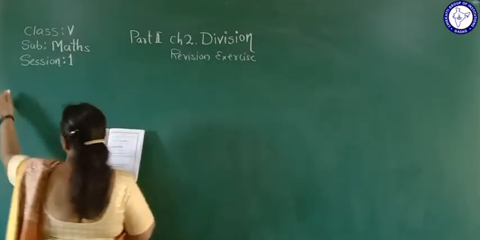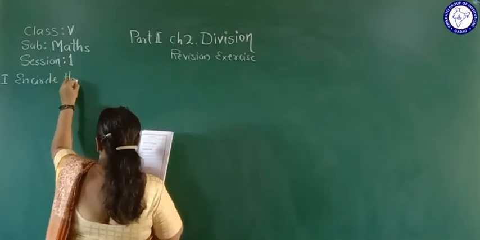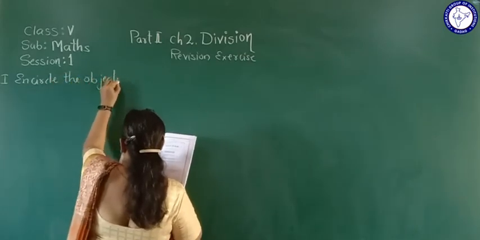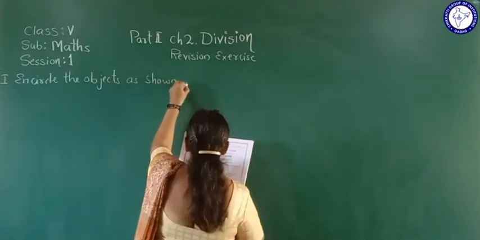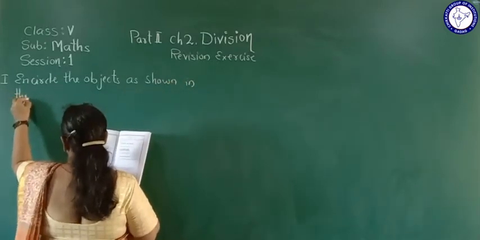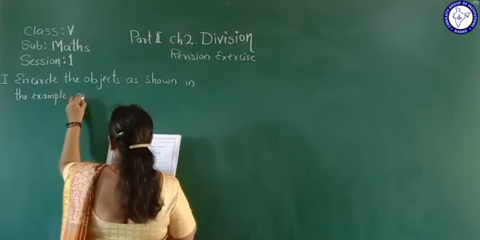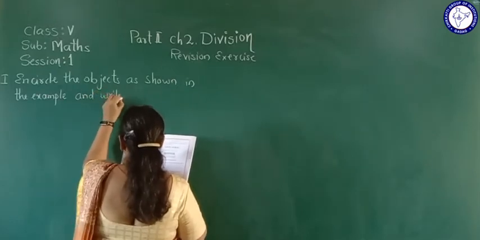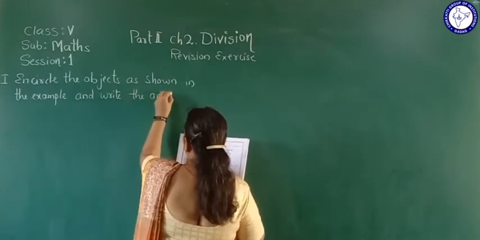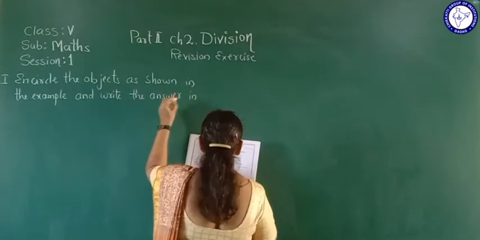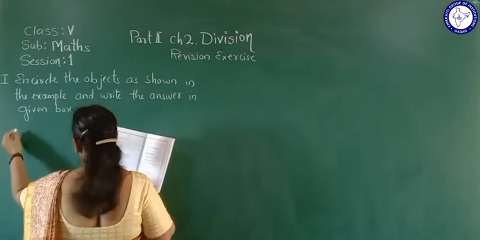Revision exercise, first one: encircle the objects as shown in the example and write the answer in the given box. So here one example is given.